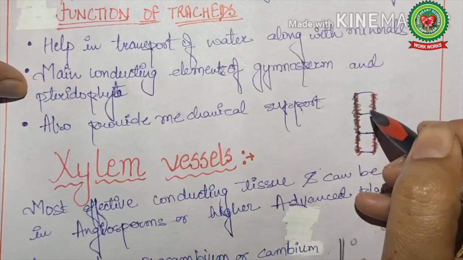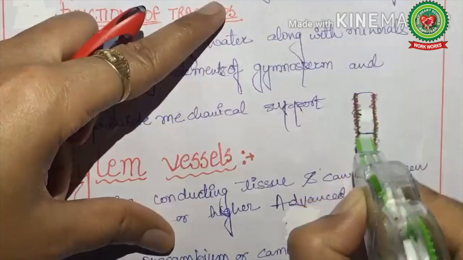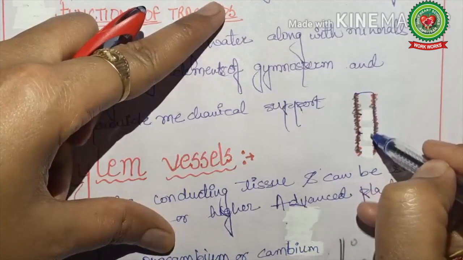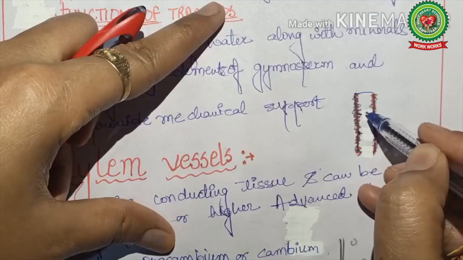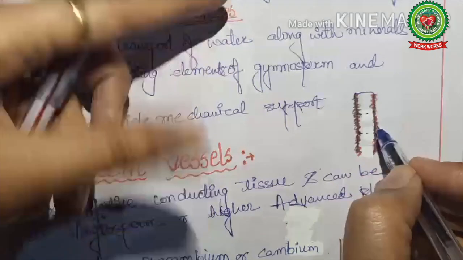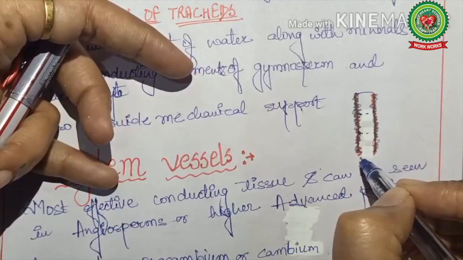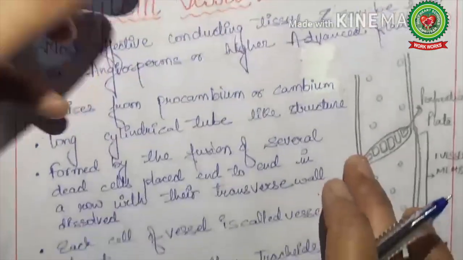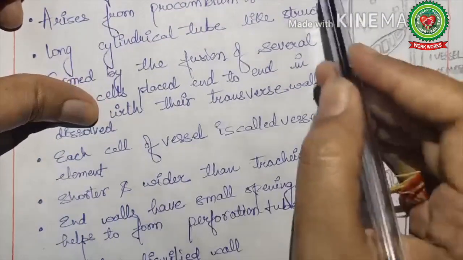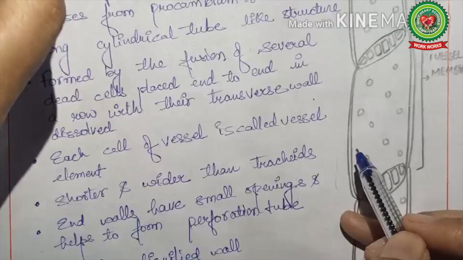Later on, these walls will be dissolved by the enzymes cellulase and pectinase. So you can see here, there is no transverse wall, or we can see the pores are formed due to transverse wall dissolution by cellulase and pectinase as they lack lignification. So that results in full xylem vessels. You can see here, a number of cells are arranged one above the other. Each component of xylem vessel is called a vessel element.